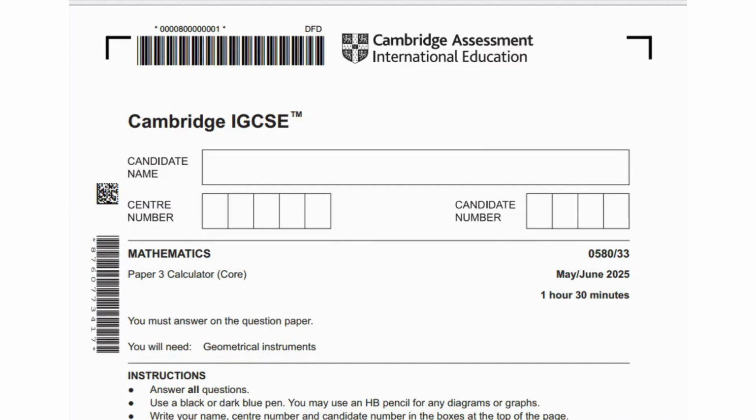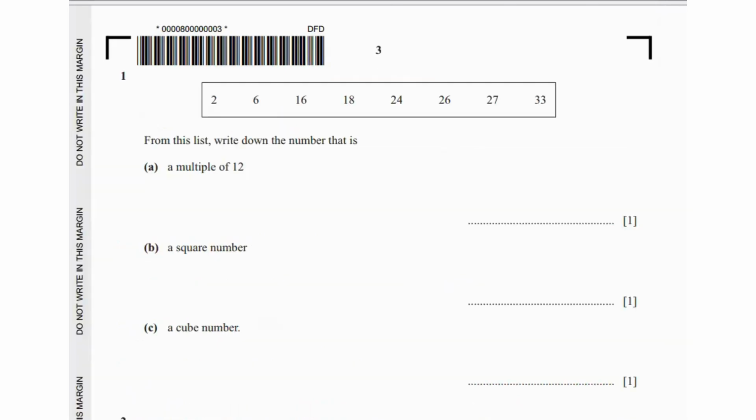So let's see whether this paper was easy or difficult overall. It says from this list, write down the number that is a multiple of 12. Most kids to this day still confuse multiples and factors. Factors are the numbers that you multiply to get a multiple. For example, 2 times 3 equals 6, so 2 and 3 are factors of 6, and 6 is a multiple of 2 and 3. This is how you differentiate between a factor and a multiple.